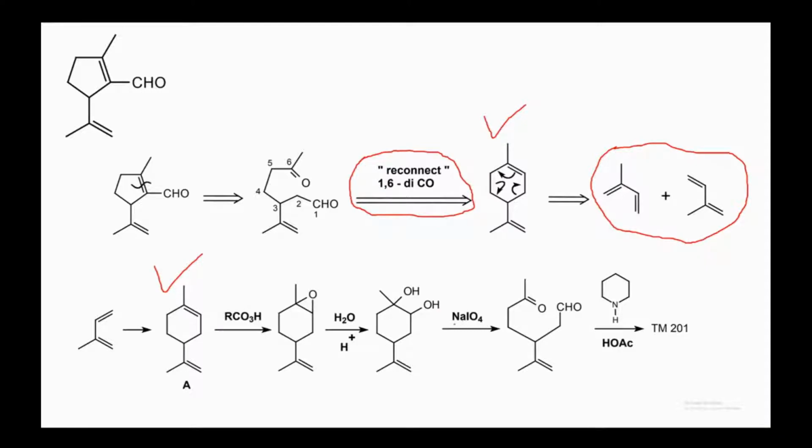And in the next step you will react with sodium periodate to do oxidative cleavage of this diol. One diol alcohol will give you the aldehyde and another will give you the ketone. And in the last step you react with piperidine as a base in acetic acid. Then the cyclization reaction will take place and the ring contraction will take place, and it will give you the target molecule.